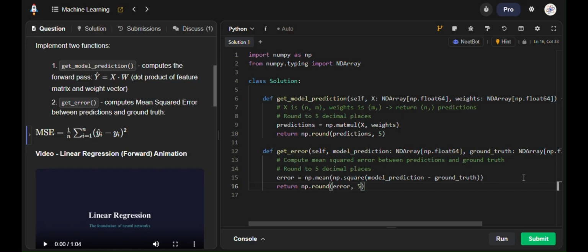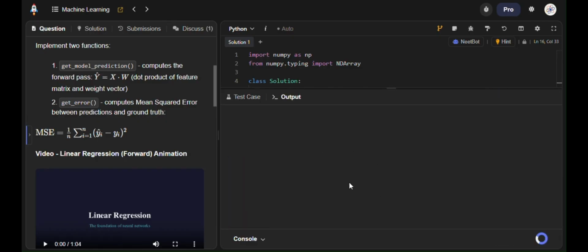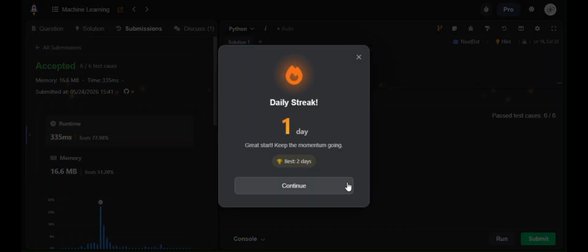Let's run our solution. So yeah, our 2 test cases have passed. Let's submit it. So yeah, our implementation is successful.